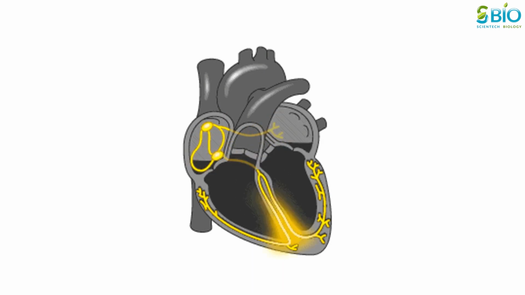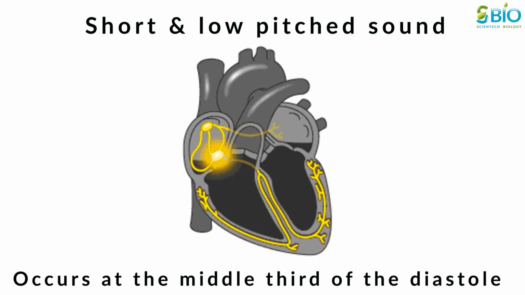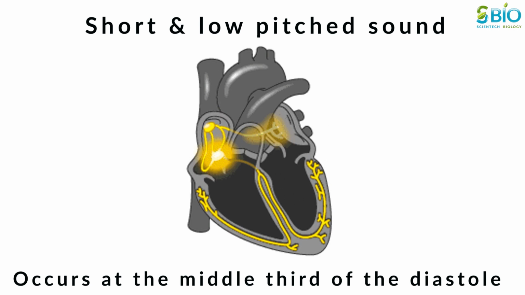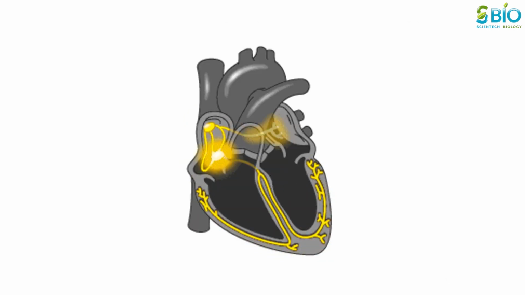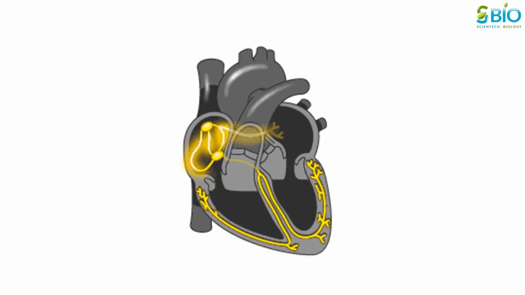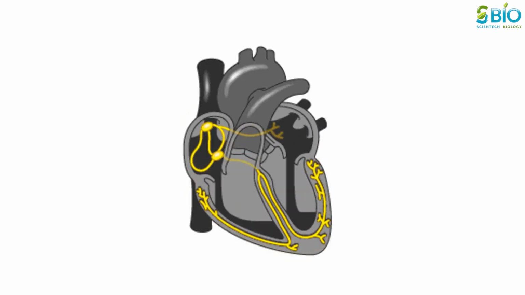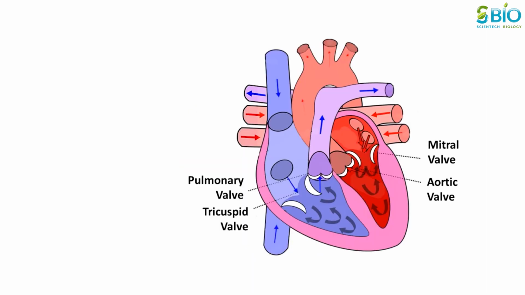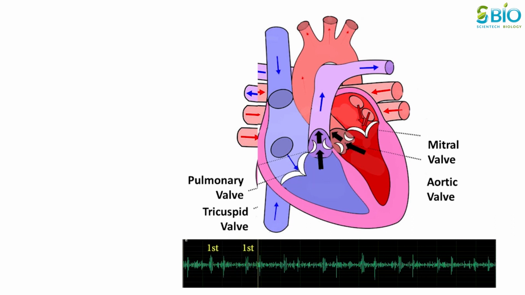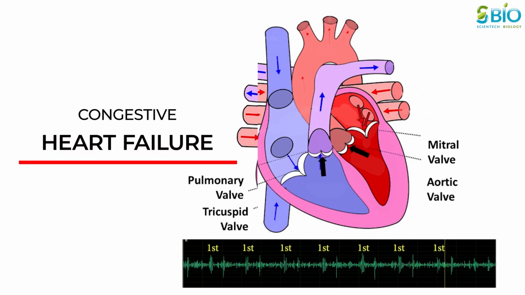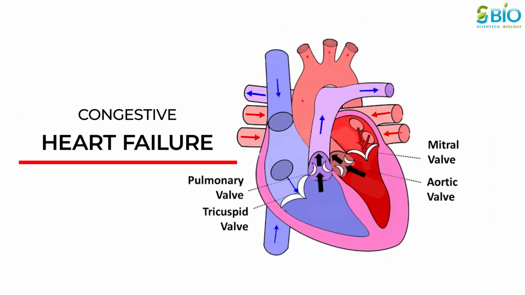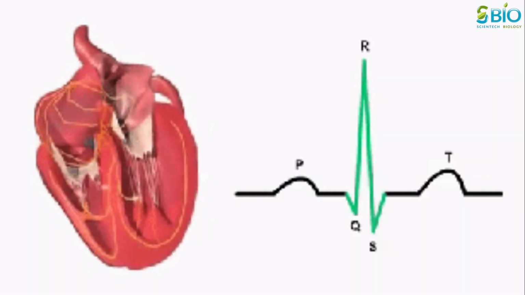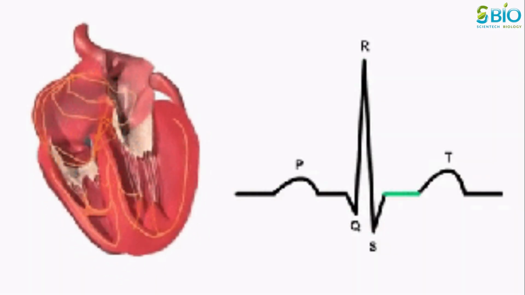The third sound is heard occasionally. It is a short, low-pitched sound that occurs at the beginning of the middle third of diastole. The third sound is generated due to the oscillations of blood back and forth between the walls of the ventricles and is initiated by inrushing blood from the atria. The third sound can be a normal finding in young patients, but is generally pathologic over the age of 40. The most common cause of the pathologic S3 sound is congestive heart failure. The third sound appears between the T and P waves of the ECG.